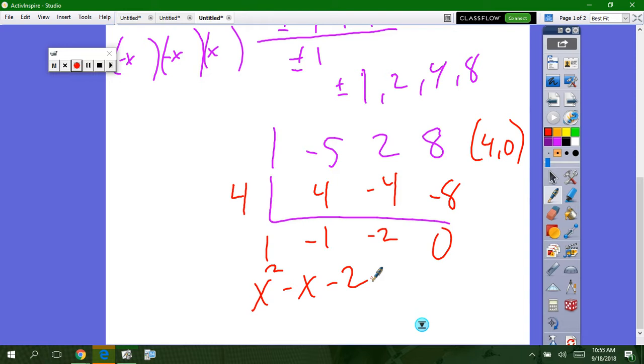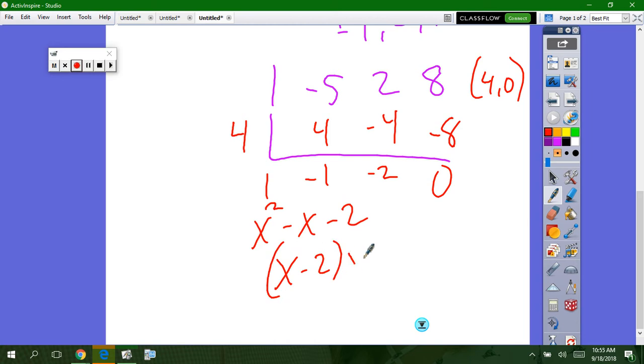What can I do there? There's no more searching, right? Why do I not have to search? Because it's a quadratic, and what can I do with a quadratic? I can factor, and what if it doesn't factor? Quadratic formula, right? Does this factor? Factors of -2 that get me to -1: -2 and 1. Does everybody agree? So this factors to x minus 2, x plus 1.